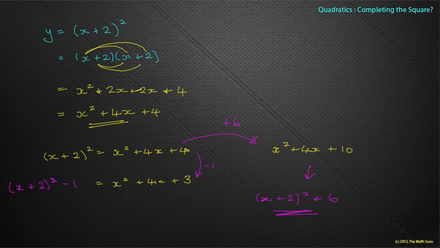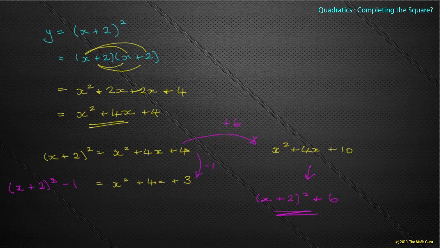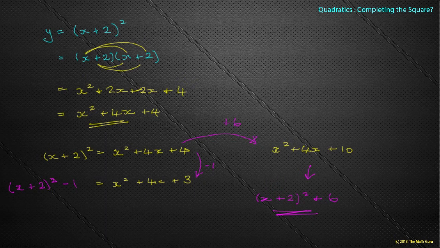This is pretty awesome, pretty exciting. Can I use this in any way to help us find other equations? Or is there any similarity between what we are looking for and what we end up with? Well, let's have a look. I have x squared plus 4x plus 10, and that ends up as (x plus 2) squared plus 6.